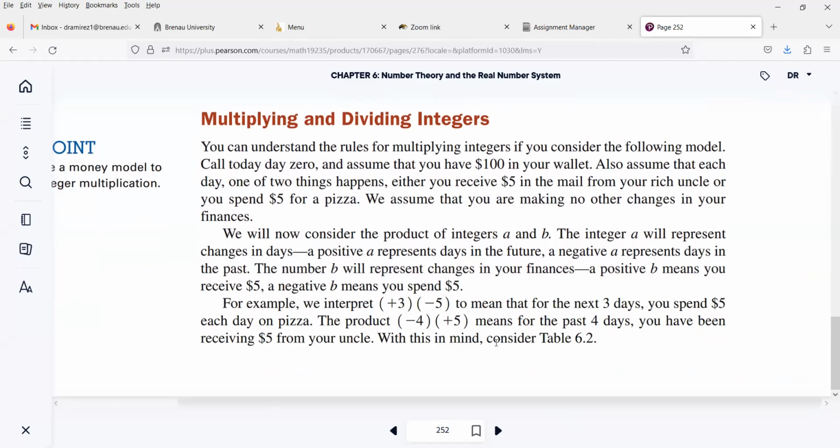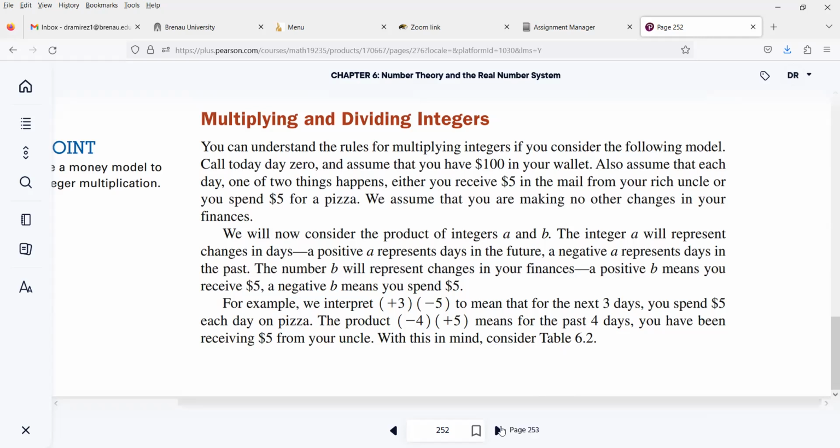We will now consider the product of integers a and b. The integer a will represent changes in days. So a positive a represents days in the future, and a negative a represents days in the past. The number b will represent changes in your finances. A positive b means that you receive $5, and a negative b means that you spend $5. For example, we interpret positive 3 times -5 to mean that for the next 3 days, you spend $5 each day for pizza. The product -4 times +5 means that for the past 4 days, you have been receiving $5 from your uncle.